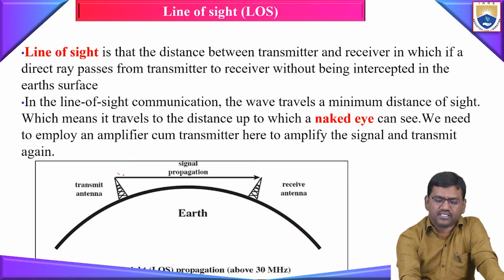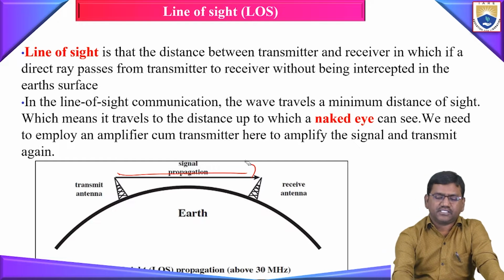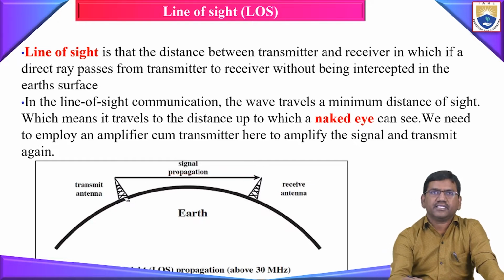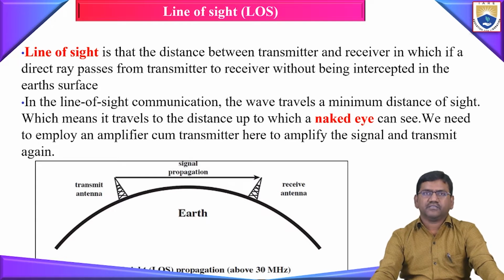So you can see here, there is no reflection or any obstacle between the transmitting antenna and the receiving antenna. Here a direct path is established, and a ray is passing from the transmitter to the receiver without being intercepted by the Earth's surface. In line of sight communication, the wave travels a minimum distance of sight, which means the distance up to which a naked eye can see.